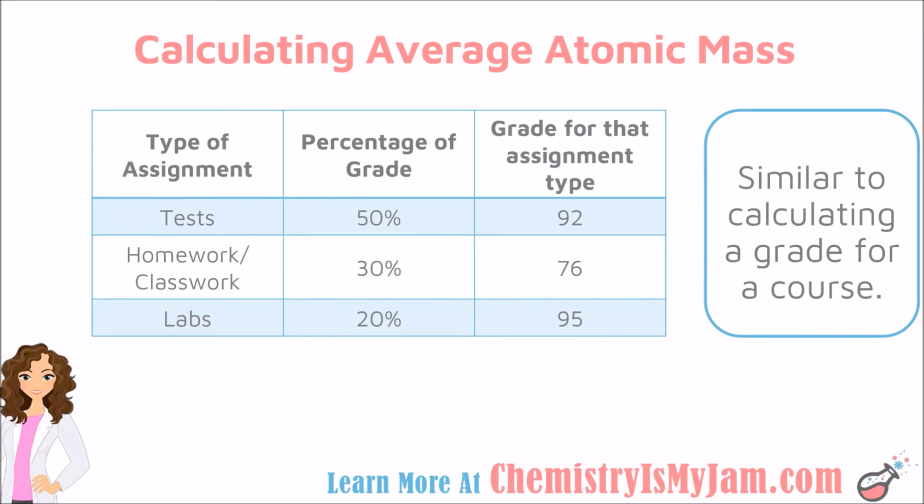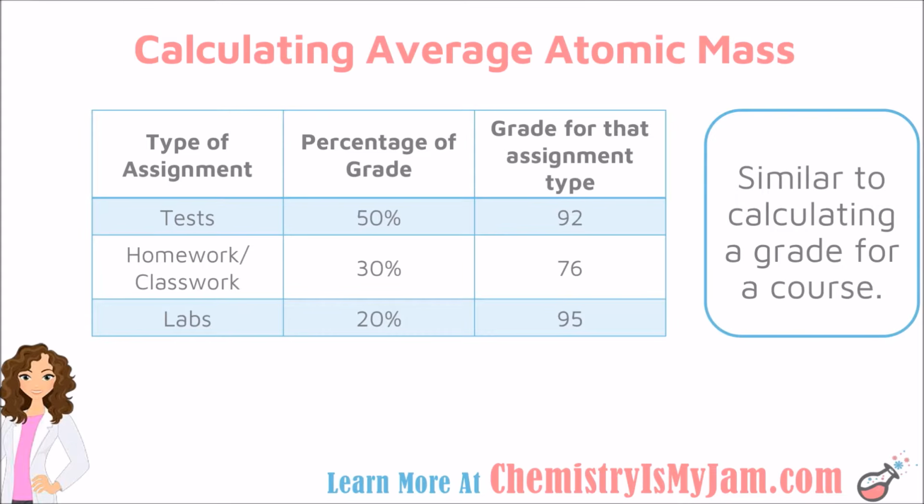Calculating the average atomic mass is very much like calculating your grade in a course. Average atomic mass is a weighted average, just like your grade is a weighted average. Typically, tests count more than homework or classwork. In this example, tests count 50%, homework is 30%, and labs are 20%. And we're going to calculate the overall grade for this particular person.